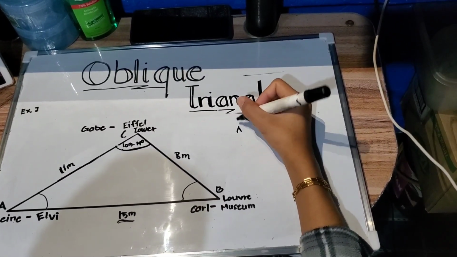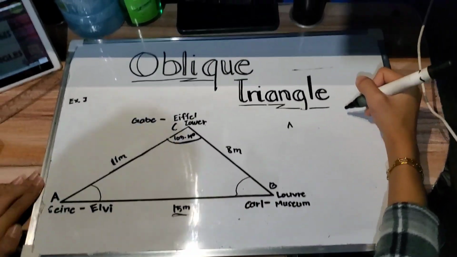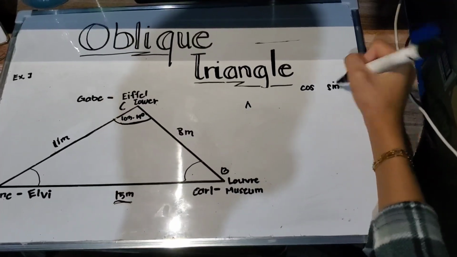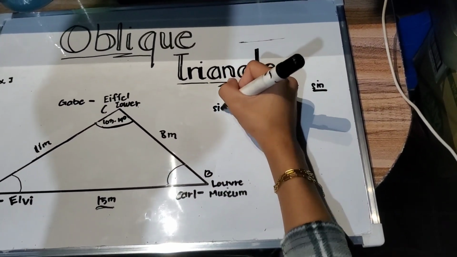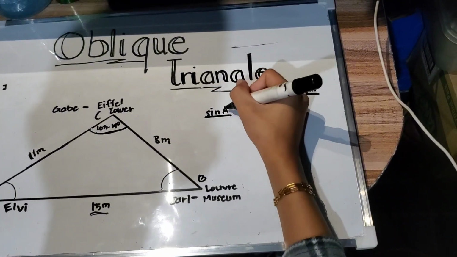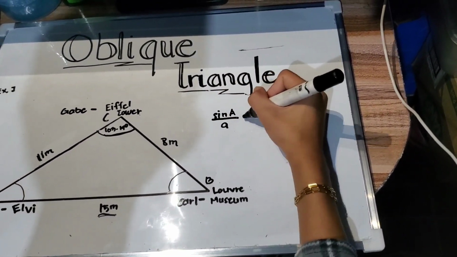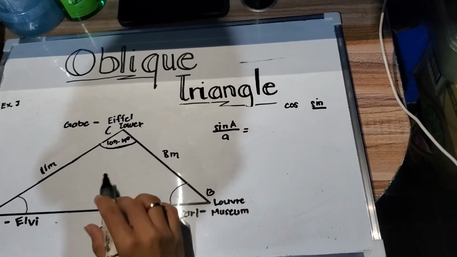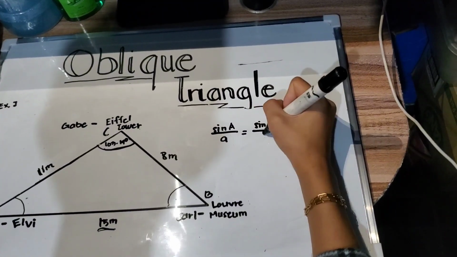In solving problems involving a triangle, we can use the law of cosine or the law of sine. But this time we are going to use the law of sine. So to find the value of angle A, we're going to use the formula sine A over A is equal to, since the only angle that has a measure here is angle C, sine C over C.